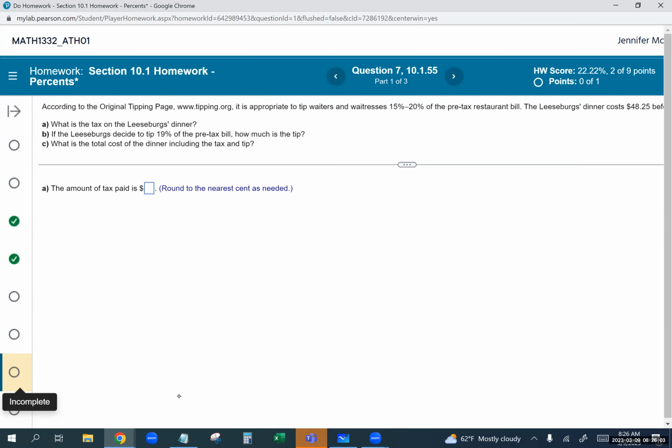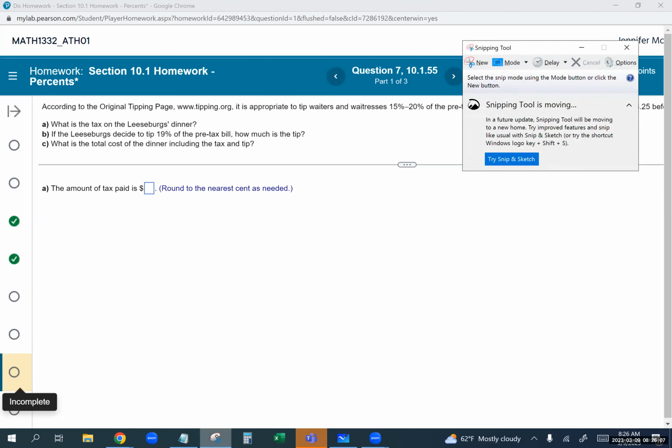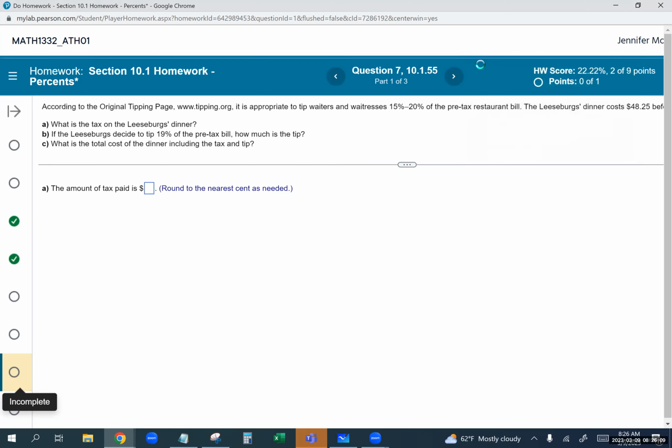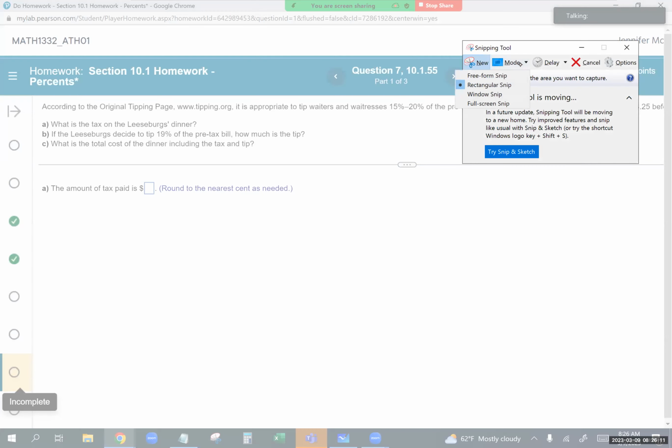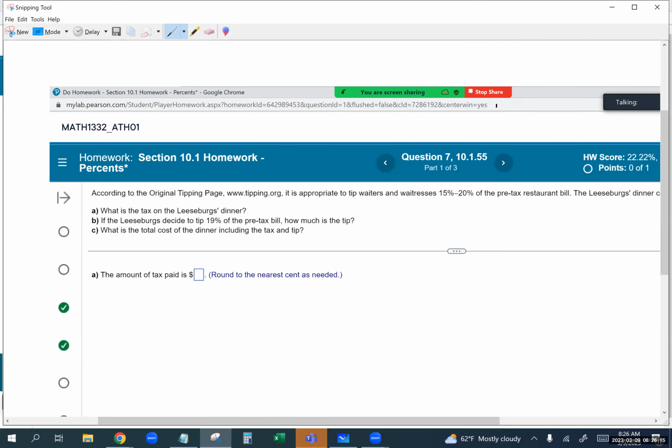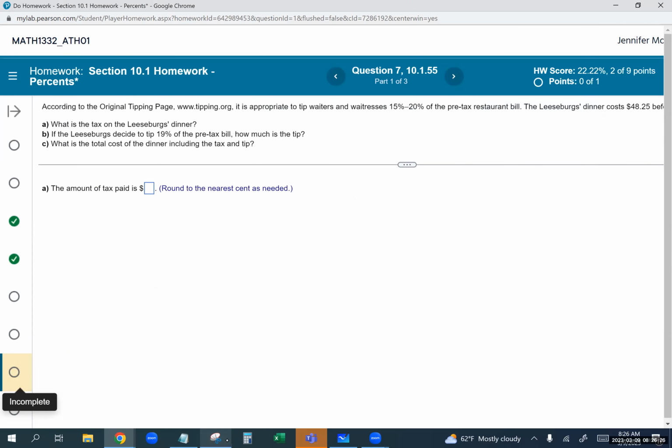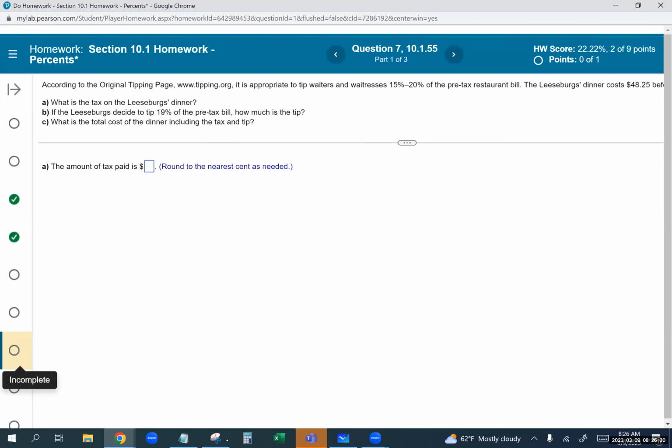Can I maybe screenshot this and then write on it? Let me see. Full screen. No, it's kind of not. Yeah, that doesn't work. Now I don't know how to get out of here. That did not work. Can I write on here? Nope.